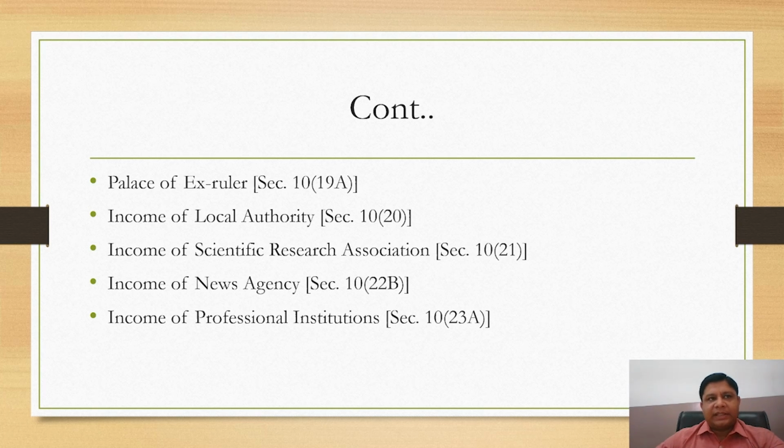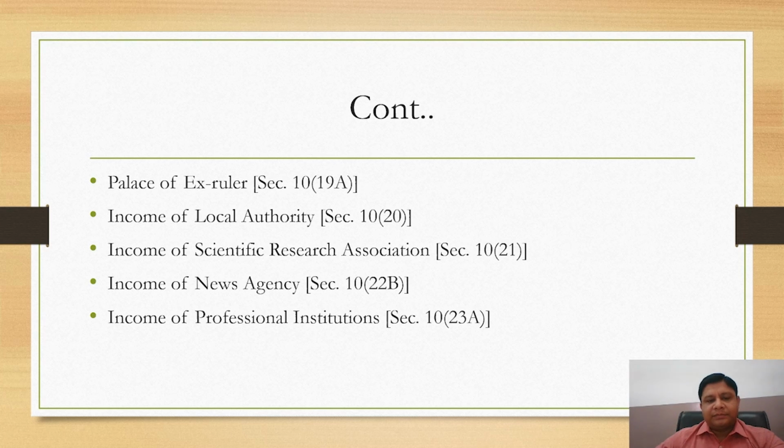Next income is income of news agency. Any income of specified news agencies set up in India for collection and distribution of news shall be exempted, provided the news agency applies its income solely for collection and distribution of news and it does not distribute its income in any manner to its members.